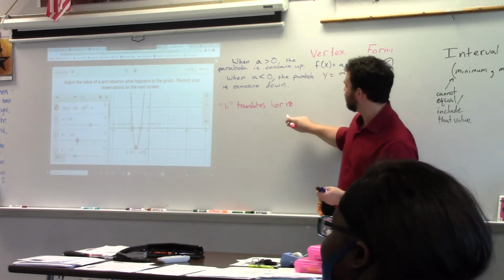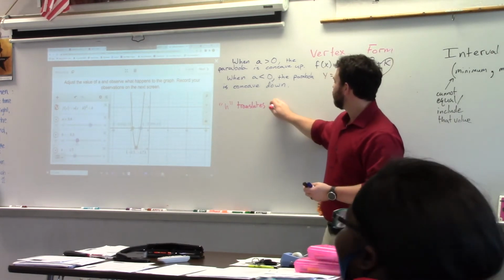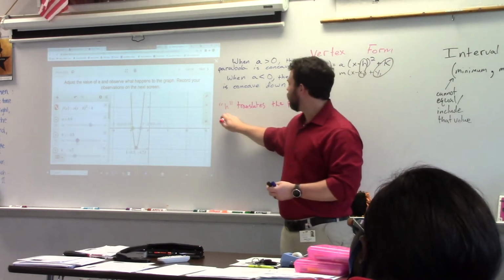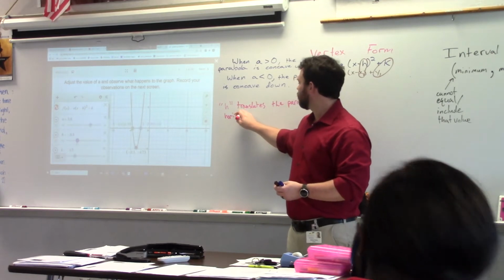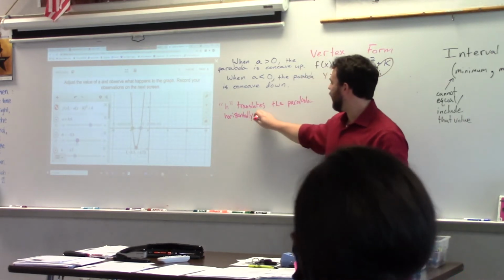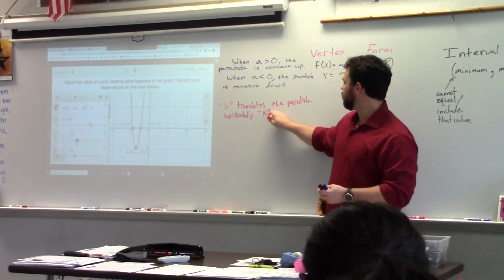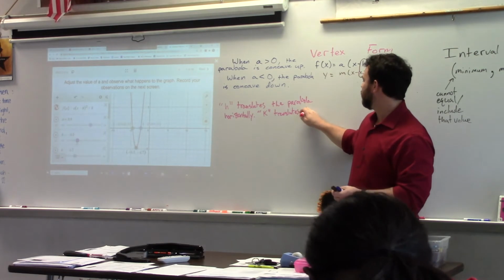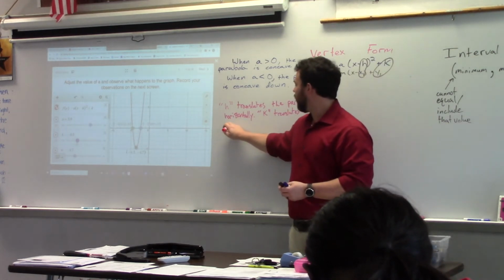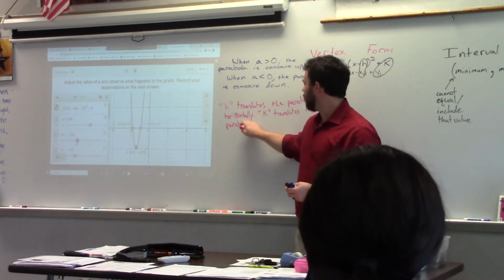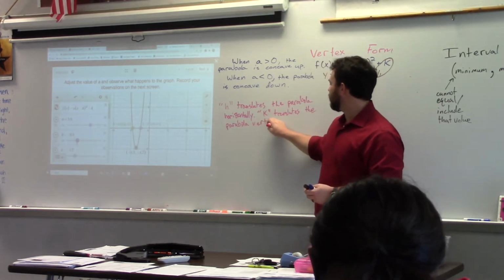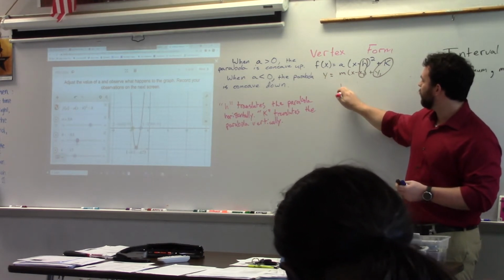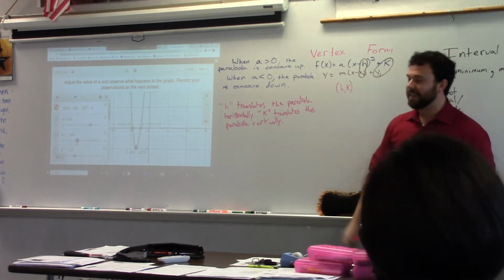H translates the parabola horizontally. K translates the parabola how? Vertically. And was our prediction correct at the beginning of class? Were we correct in our prediction that h comma k is the vertex?